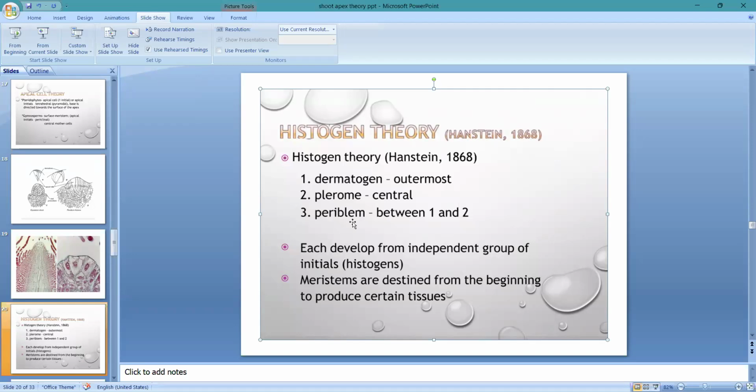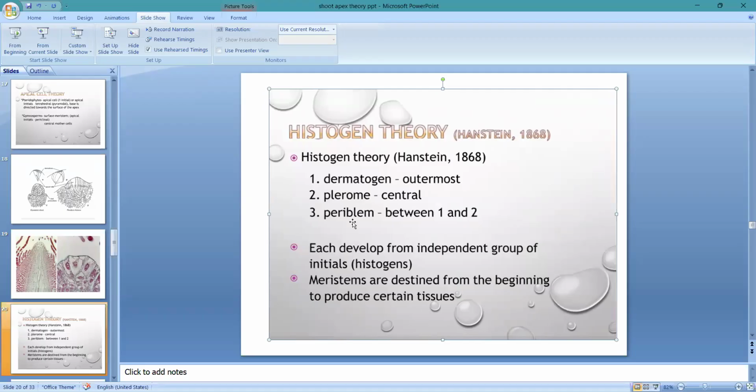Okay, so that is histogen theory. According to Hans Steen, three histogens are there: dermatogen, peribulum, and plerome. Dermatogen is the outermost uniseriate layer, it gives the epidermis. Peribulum is in between, the middle, giving the cortex. Plerome is the central part, it gives the vascular tissues and the pith. Each developed from an independent group of initials, that is histogens, so those are called histogens or tissue builders. Meristems are destined from the beginning to produce certain tissues.